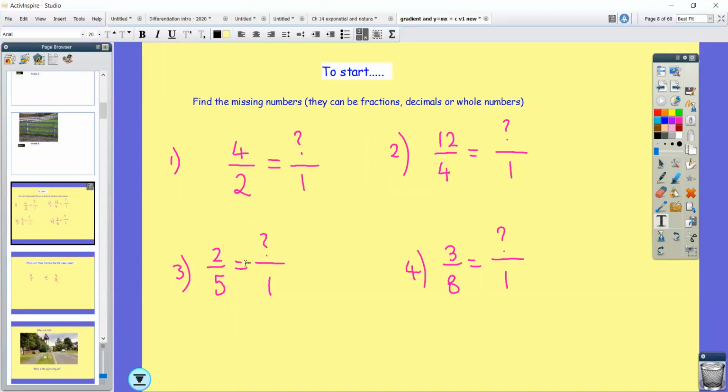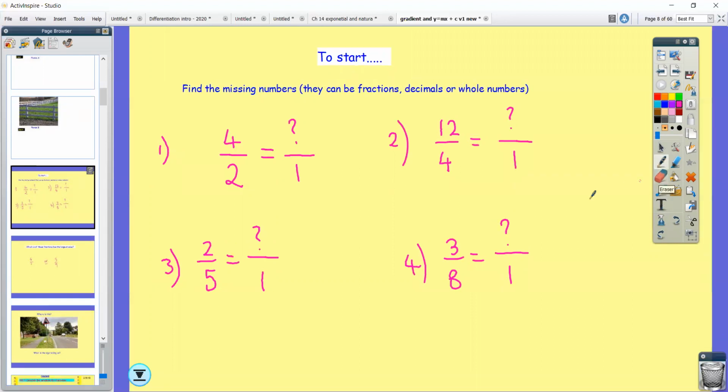There are lots of different ways of doing this, but 12 over 4 they could write as 3. I'm looking at what you do to the denominator: you divide by 4. For the next one, what happens to the denominator? We divide by 8. There's nothing wrong with putting it as a decimal, so you could write it as 3/8 over 1, or 0.375 over 1.